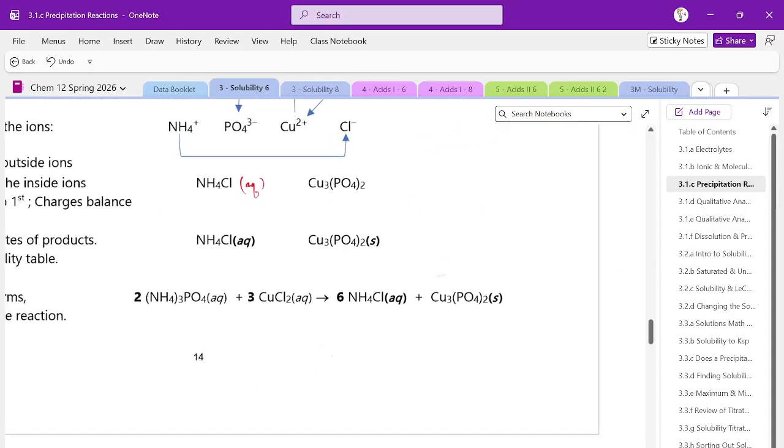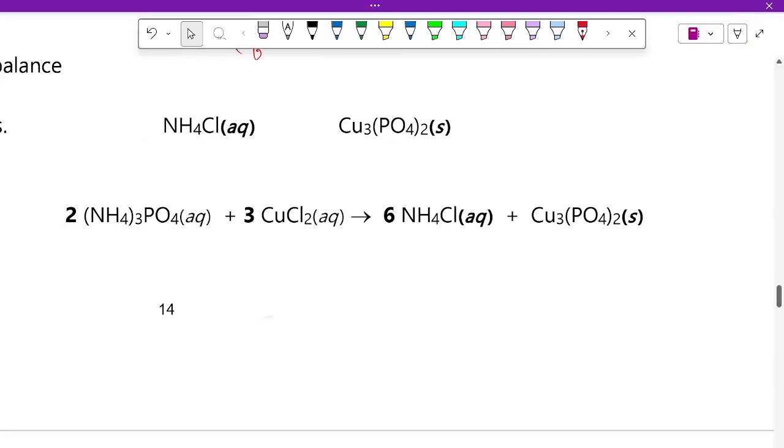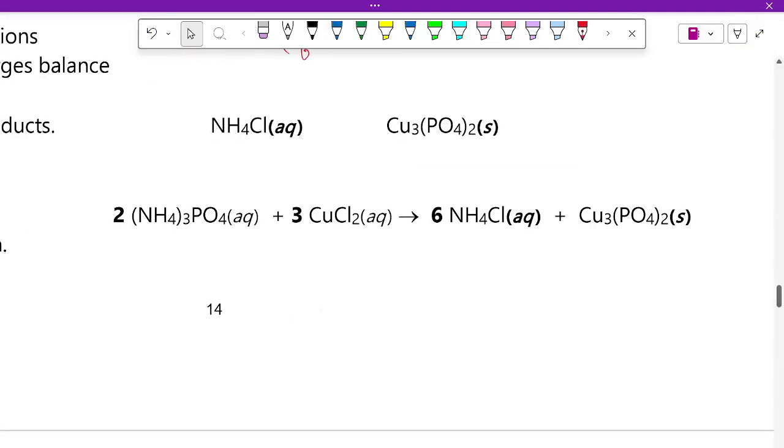All right. Now for this one, could you write the net ionic equation without writing the complete ionic equation? Let's write it down here.